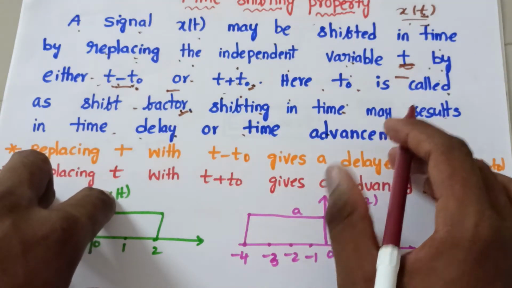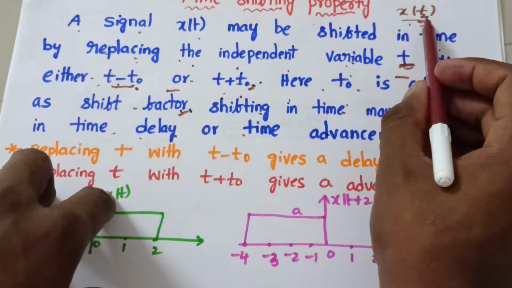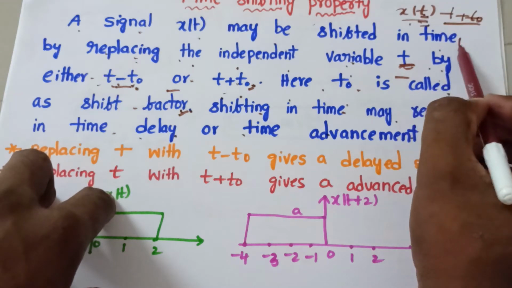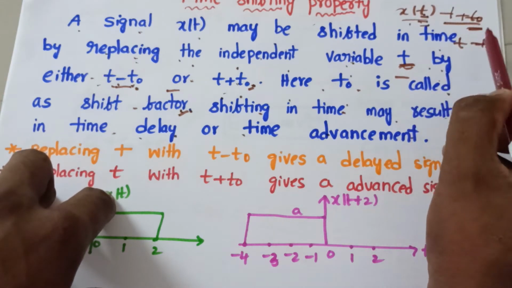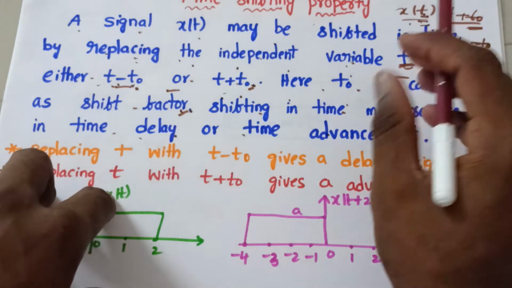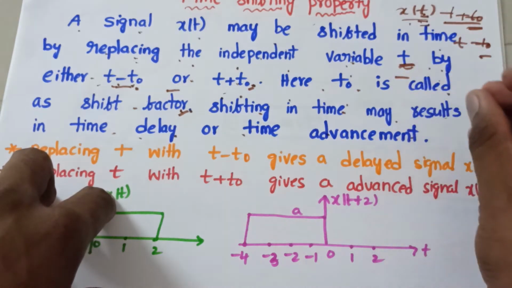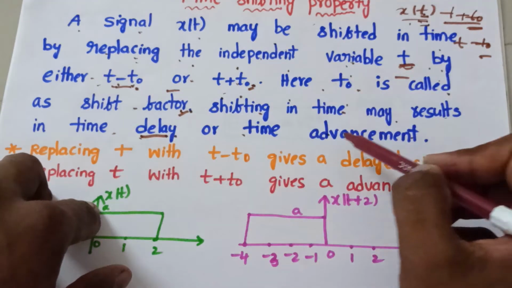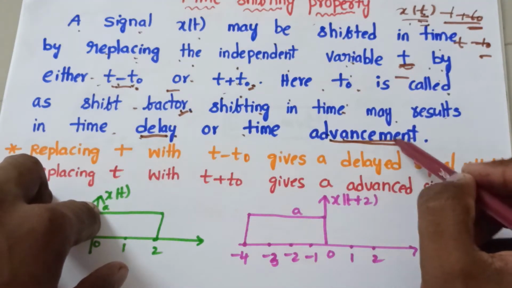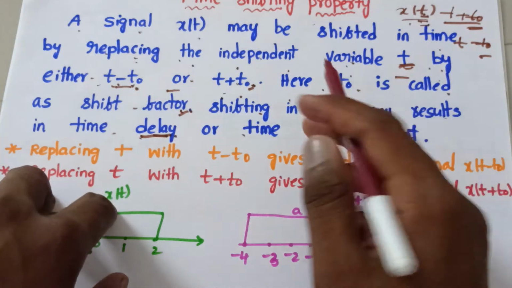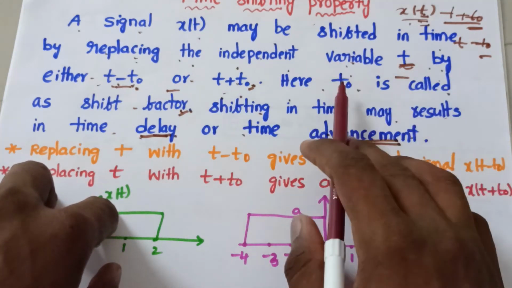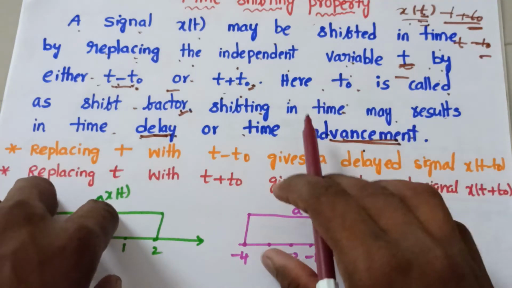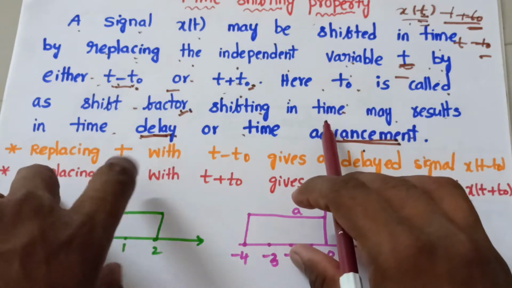Shifting is nothing but replacing this time t by either t plus t naught or t minus t naught. Here t naught is the shifting factor. Shifting factor is nothing but how much the time is shifted, either advanced or delayed. That means there are two types of time shifting operations: one is advanced shifting, another one is delayed shifting. When will we get advanced shifting and when will we get delayed shifting?